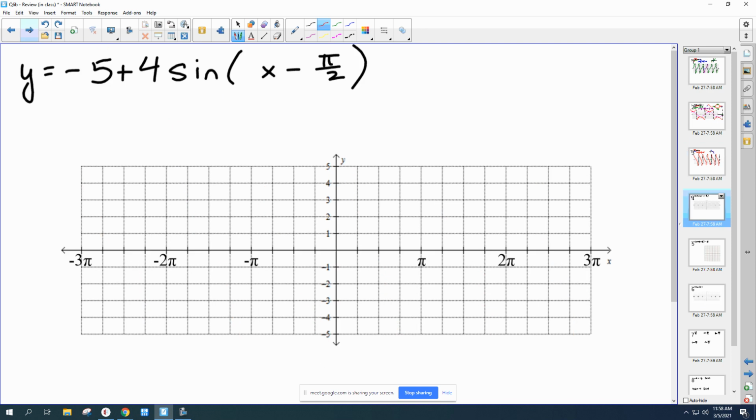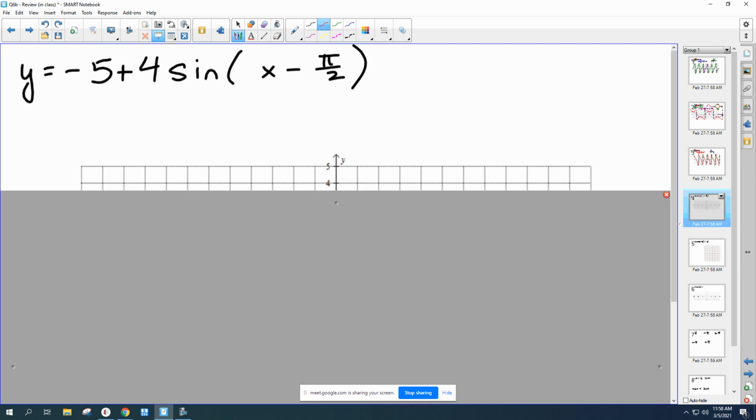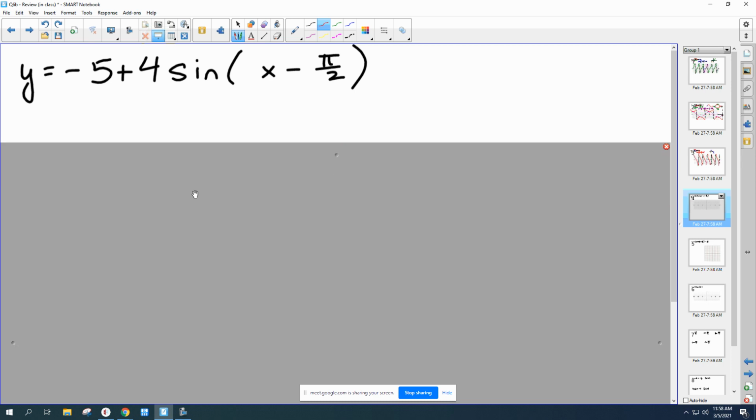Now, the next one. You're going to have a question on the quiz that maybe doesn't want you to graph it. All it'll say is, tell me about this equation. What do you know about it? What's the amplitude? What's the period? What's the shifting do? So make sure you can answer that question.